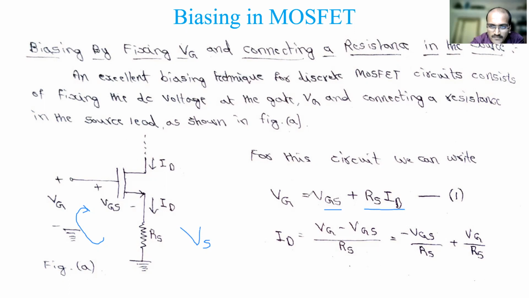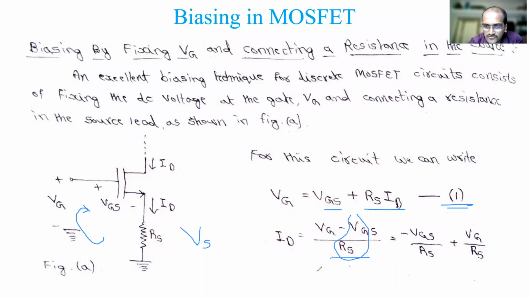So this is the KVL. Instead of writing VG minus something, straight away VG equals VGS plus RS into ID. This is the important equation for this kind of circuit. I'm just explaining the principle here: fixing VG and connecting a resistance. Now I will draw the same ID versus VGS characteristics as we have done earlier. For that I have written this equation in this form. From this, what is ID? ID equals VG minus VGS by RS, which I am writing as minus VGS by RS plus VG by RS.